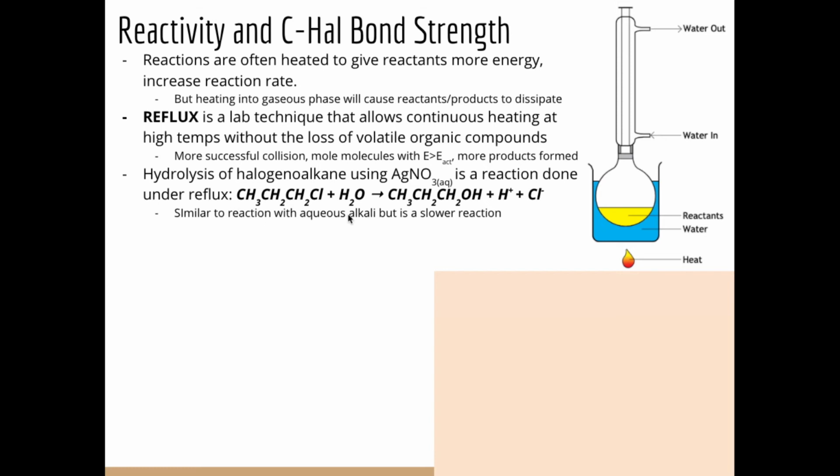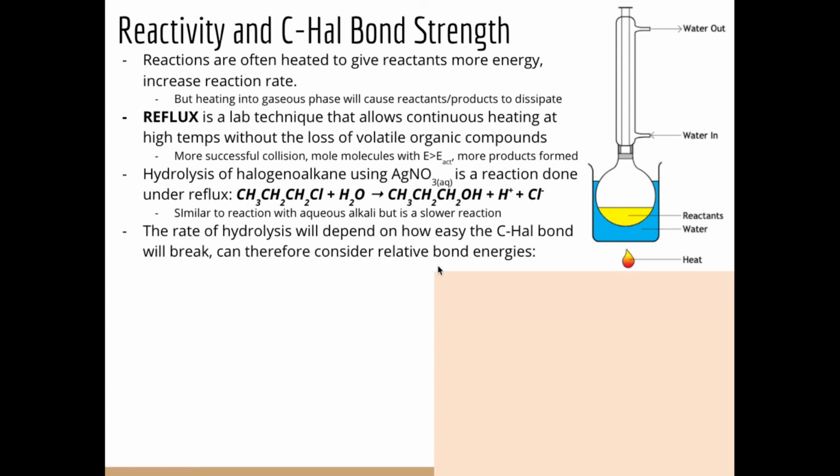Okay, so we get a similar reaction here to aqueous alkali, but it's a slower reaction. Water is not as good a nucleophile, but we still end up with the substituted chlorine for a hydroxy, which gives us an alcohol. Now the rate of hydrolysis will depend on how easy the carbon-halogen bond will break. The easier it breaks, the quicker it'll occur. The less easy it breaks, the longer it will take.